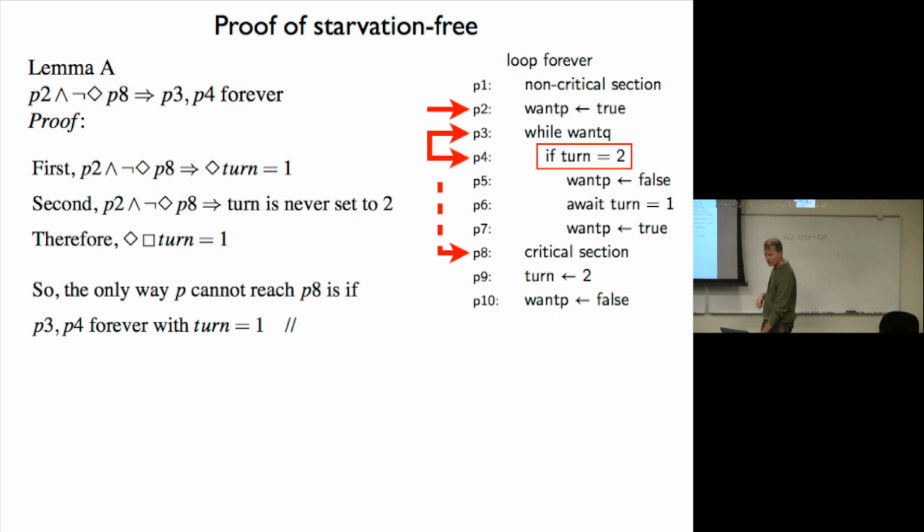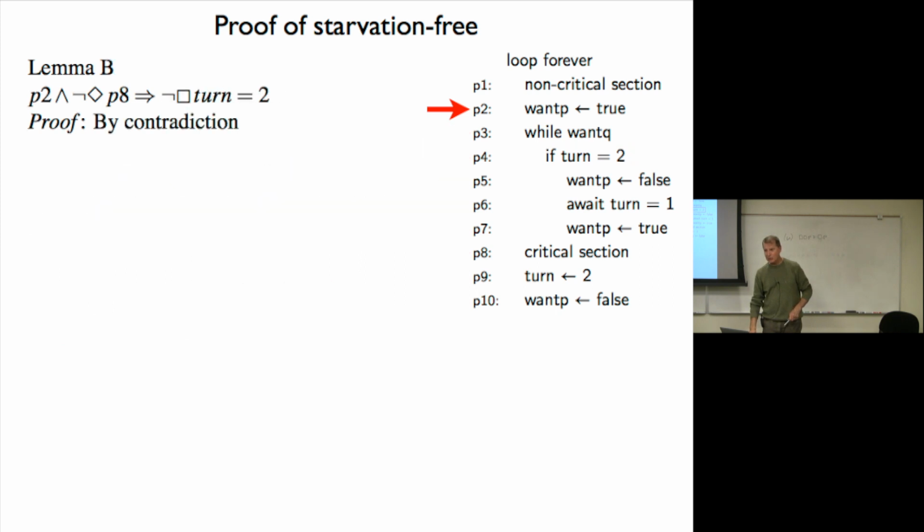Is everybody with me? So the only way P cannot reach P8 is if P3, P4 loop forever with turn equals 1. And now, coming into the home stretch, all we need to do now is do Lemma B and then we're done.